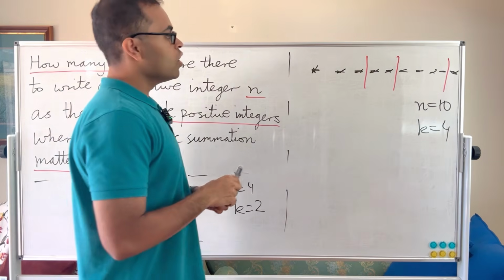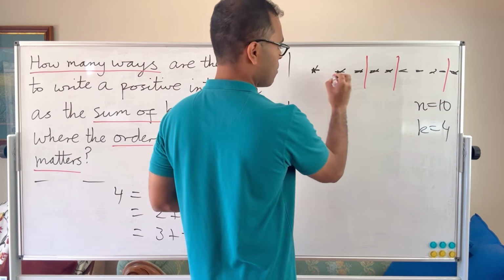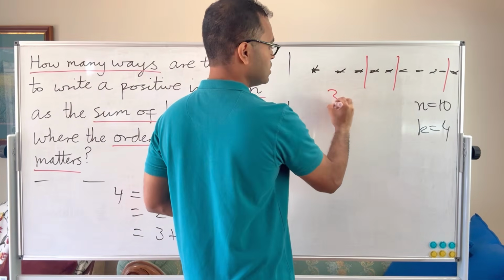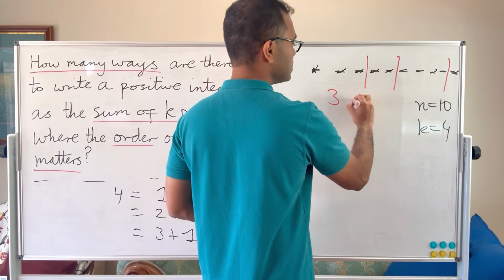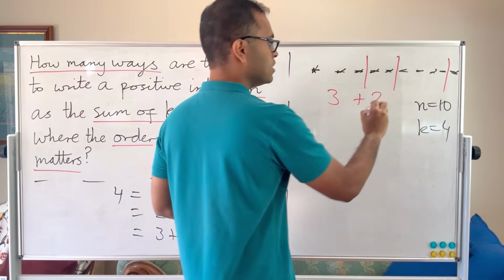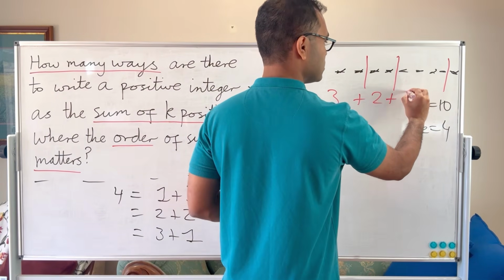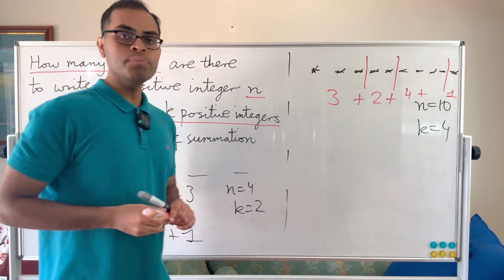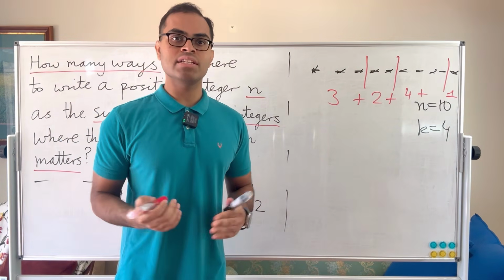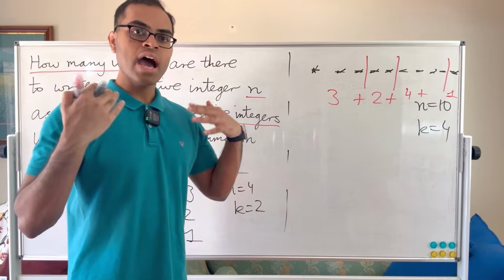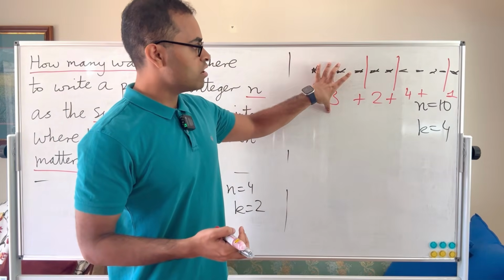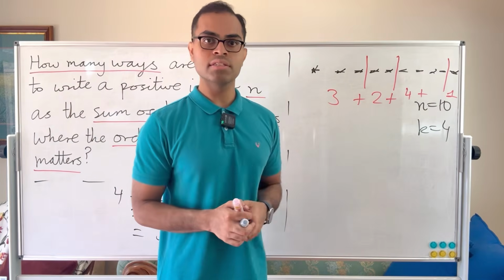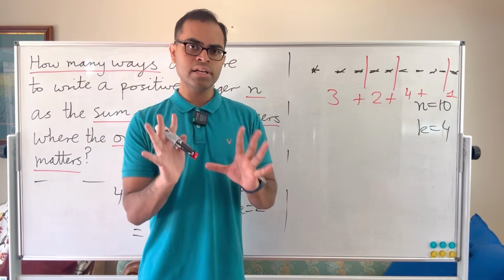How have I done that? Well, simply by looking at the number of stars between successive bars. So before the first bar, there are 3 stars. Between the first and second bars, there are 2 stars. Then between the second and third bars, there are 4 stars. And then after the last one, there is 1 star. So I've got 3 plus 2 plus 4 plus 1. That's a way of writing 10 as a sum of 4 positive integers. And the order matters because we're starting off with the numbers one by one in sequence.